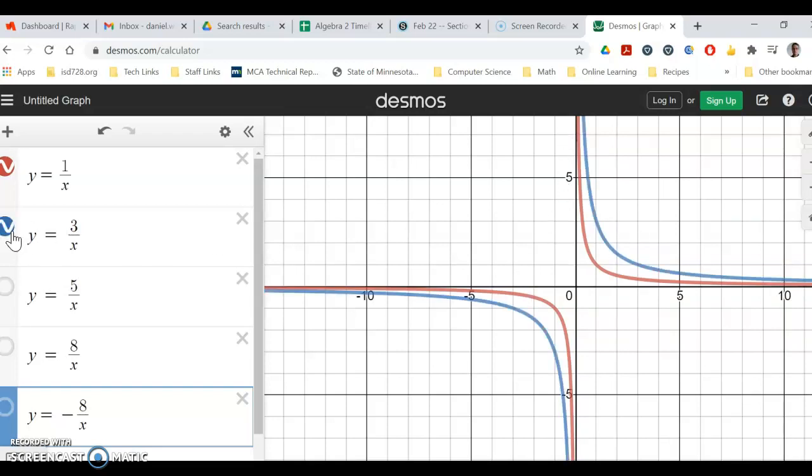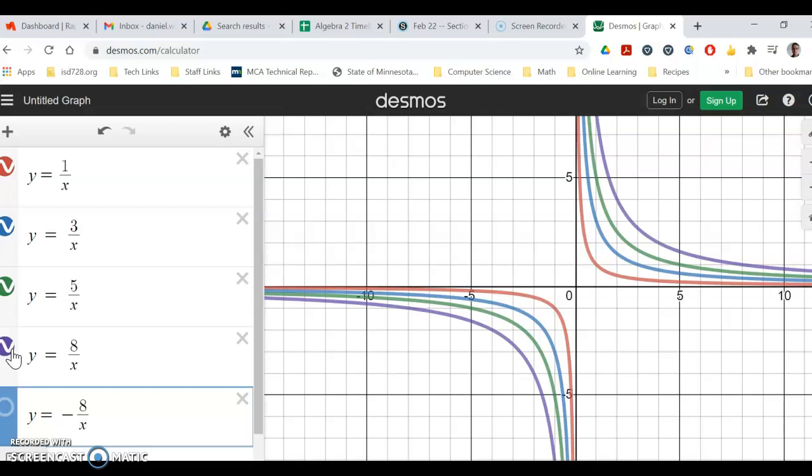So there's what 3 over x looks like. 5 over x just stretches out a little bit further. And as you might imagine, 8 over x just stretches further. Kind of makes this cool pattern. Okay, and then we talked a little bit about it in the last video, but if it's negative, then it's just going to flip to the other two quadrants. So -8 would be both a stretch and a flip.